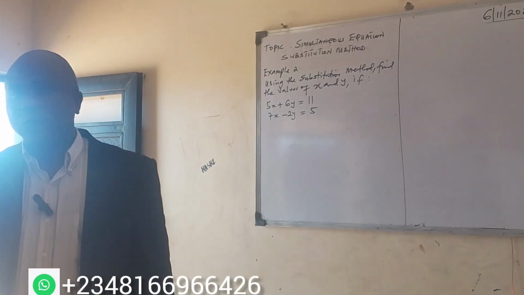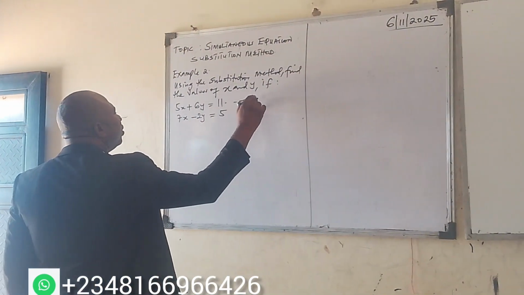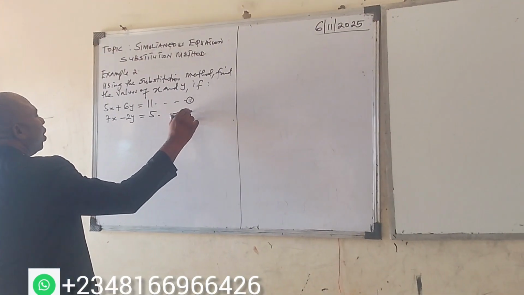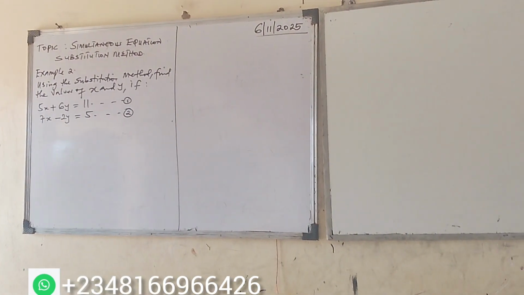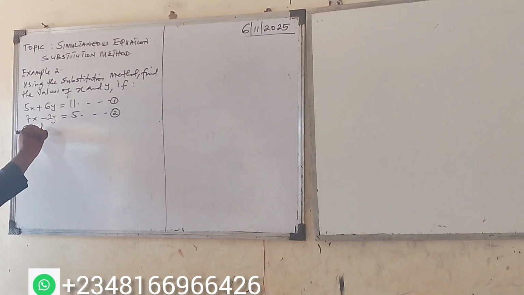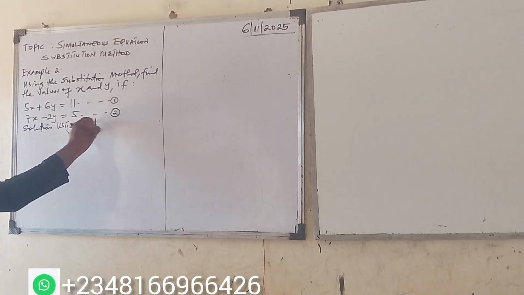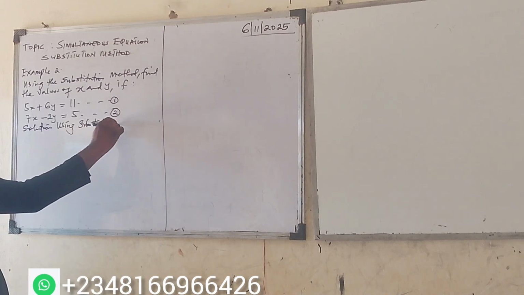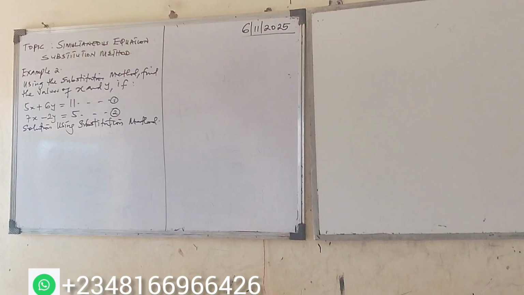The first step is to pick one of the equations. Here we have equation 1 and equation 2. So we have to pick one of the equations. Solution, using what method? Substitution method. So which of these equations do you want to pick, equation 1 or equation 2? Equation 2. Okay, so now let's pick equation 2.